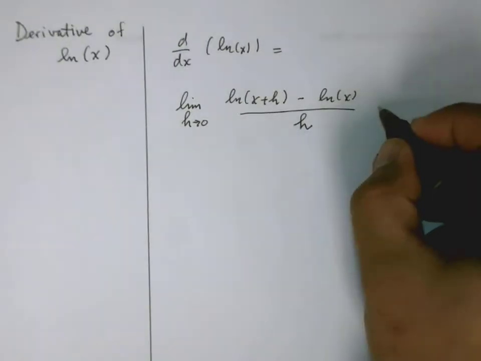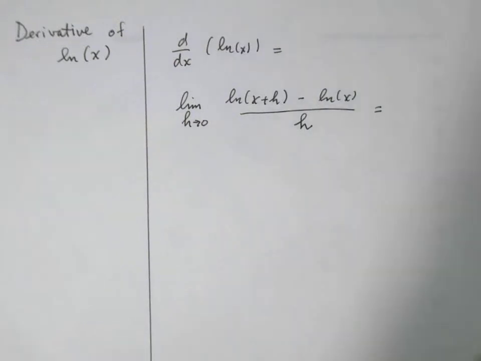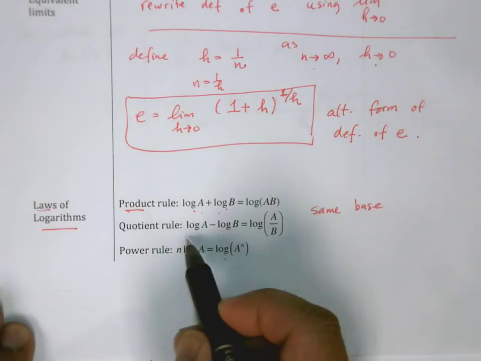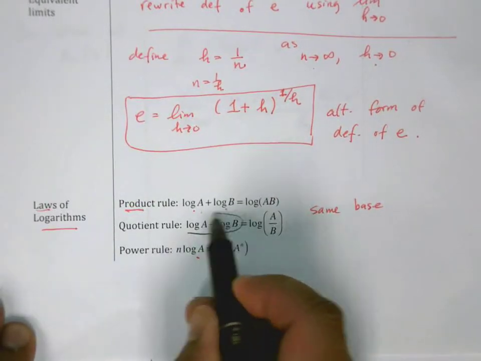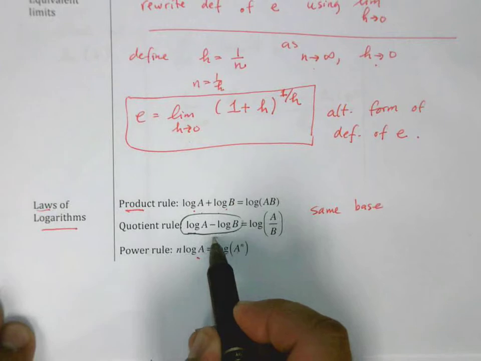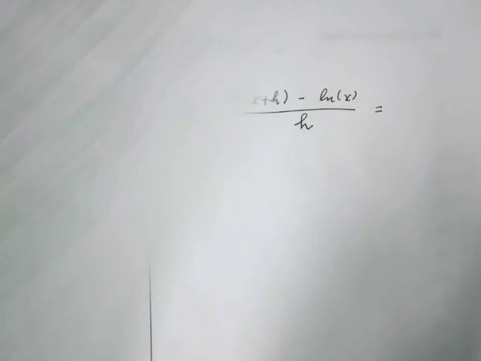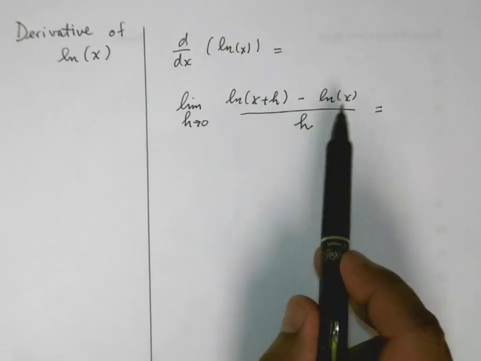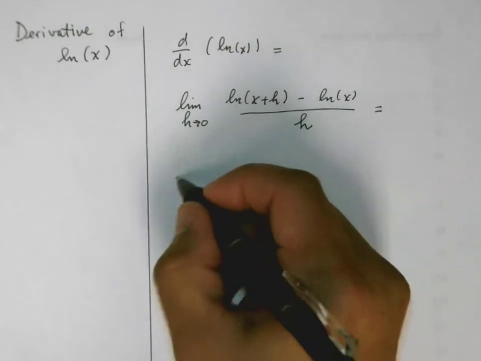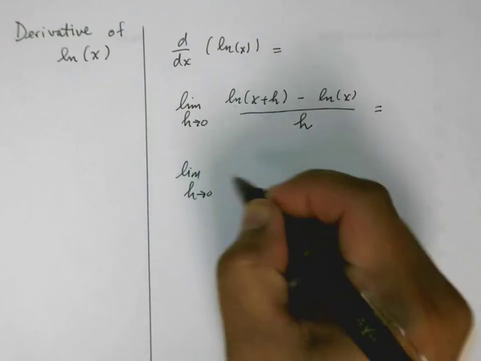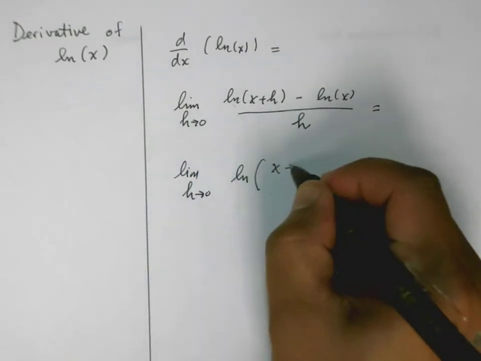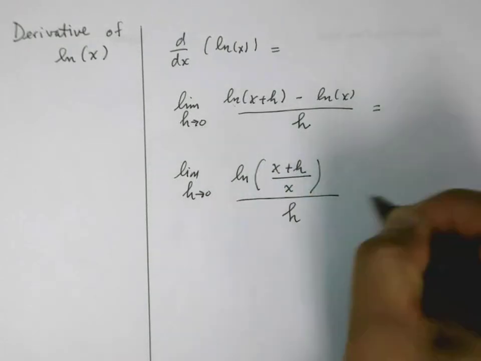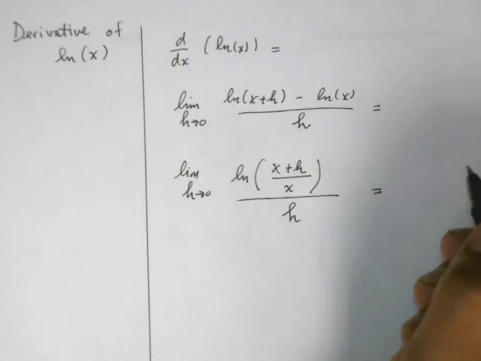Now, if you recall from the last video, one of the laws of logarithms that we had was the quotient rule, where the difference of two logarithms is really equal to the logarithm of a quotient. So here we have the difference of two logarithms, natural log of x plus h minus natural log of x, so that becomes the natural log of x plus h divided by x, all of this over h. And again, this is the quotient rule of logs.